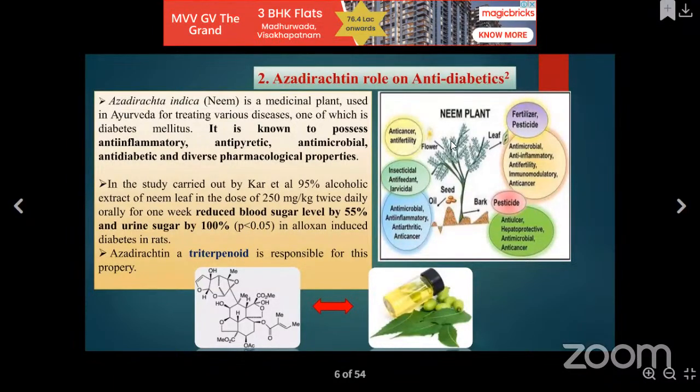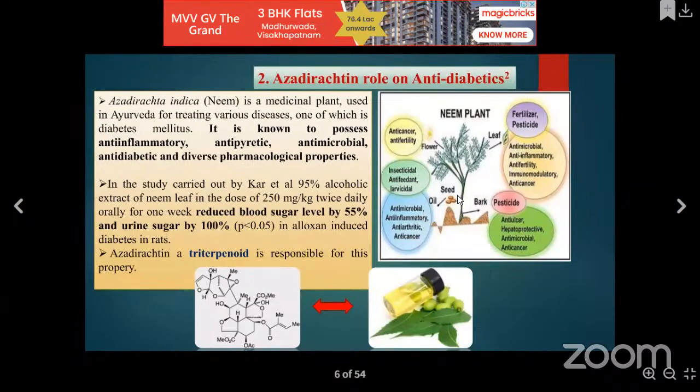So the flowers have anti-cancer and anti-inflammatory properties. Leaf can be used as a fertilizer as well as a pesticide. The leaves have antimicrobial, anti-inflammatory, anti-fertility, immunomodulatory, and anti-cancer properties. The bark is used as a pesticide. It also works as anti-ulcer, hepatoprotective, antimicrobial, and anti-cancer, and seed oil.